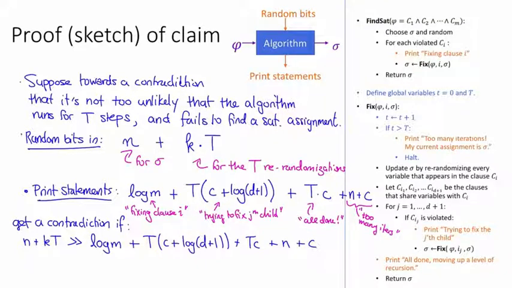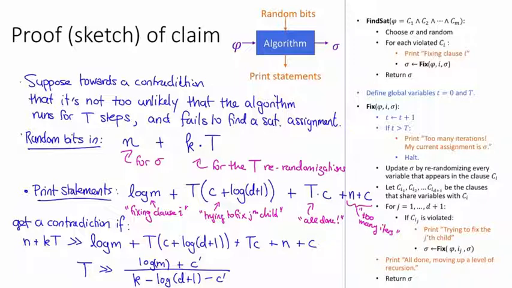Rearranging this and canceling these n's from each side, we see that we get a contradiction as long as t is sufficiently larger than log m plus some constant c prime, some other constant, divided by k minus log d plus 1 minus some other constant. Let's call it also c prime.